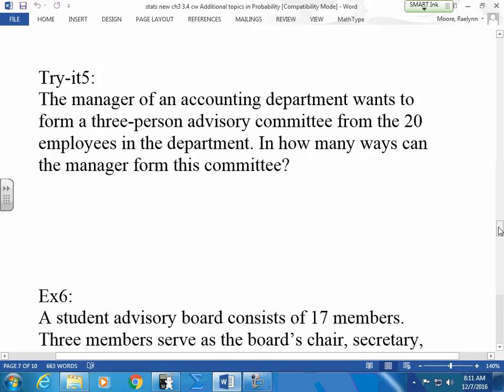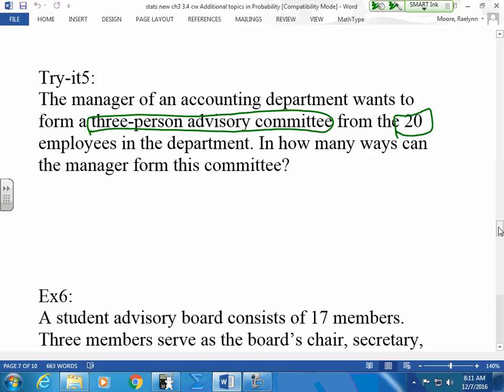Okay, so the manager of an accounting department wants to form a 3-person advisory committee from 20 employees. I have 20 employees. How many ways can this manager form this committee? Does it matter what order they sit on this committee? No. Therefore, is it a C or a P? C. When order doesn't matter, you start with a C. How many do you have to choose from? 20. How many do you want? 3. And put it in your calculator.